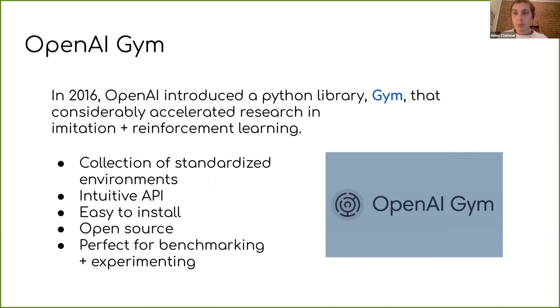Now, if you look at other areas where there's MDPs, where there's imitation or reinforcement learning, there's been a lot of work done in developing good software to simplify the projects in these areas. In particular, in 2016, there's been this Python library that has been developed called OpenAI Gym, that has clearly very much accelerated research in imitation and reinforcement learning. So, for example, it offered a collection of standardized environments and an intuitive API. It was easy to install. It was open source. It was very nice. And there's a lot of people that have started developing their own libraries after different topics, different places where there's MDPs, that kind of mimic this library.